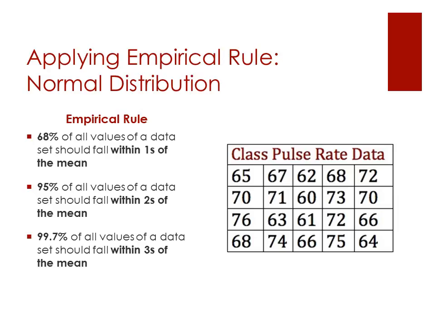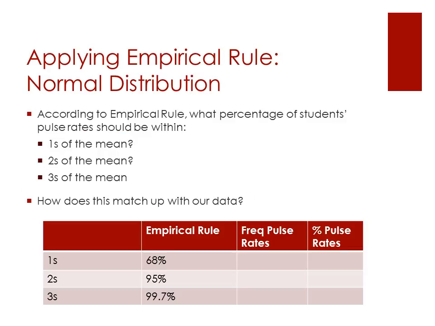To do this, we're going to work through the class pulse rate data and look at how this applies to the empirical rule. So here's the questions we're going to ask. What percentage of our students' pulse rate should be within the 1 standard deviation, 2 standard deviations, and 3 standard deviations of the mean? So here we see that represented in the second column, and then we need to look at how this matches up with our own data.